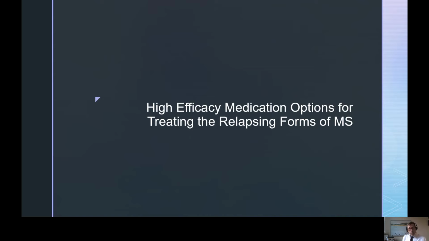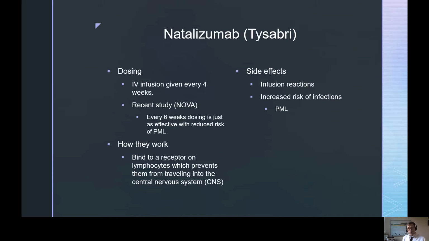So, breaking down the high efficacy medications for the treatment of the relapsing forms of MS. I'm going to start with Natalizumab, which is Tysabri. This is an IV infusion that is given every 4 weeks, and patients are typically at the infusion center for 2 to 3 hours. And within the first year, you need to wait at least an hour after the infusion in case you have any type of reaction.